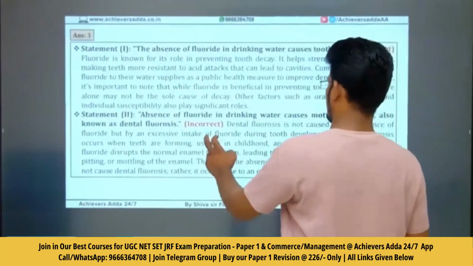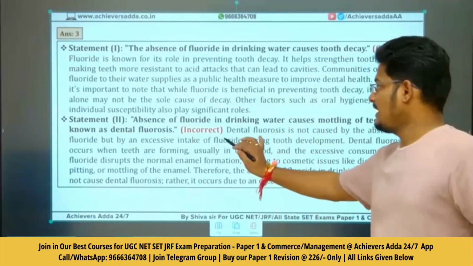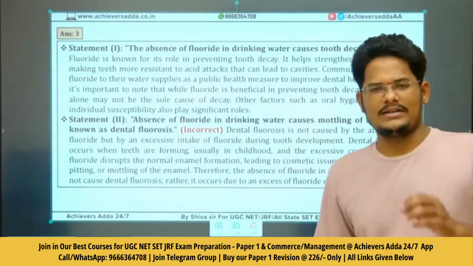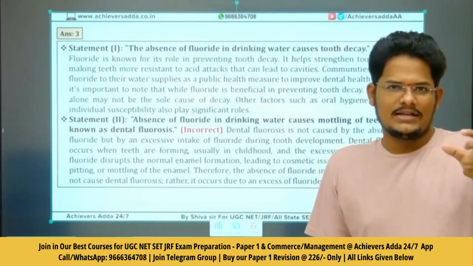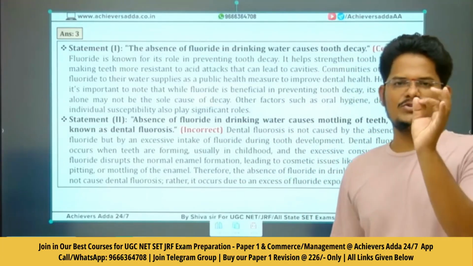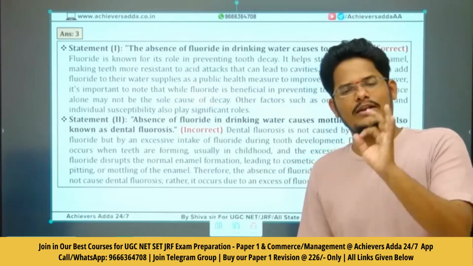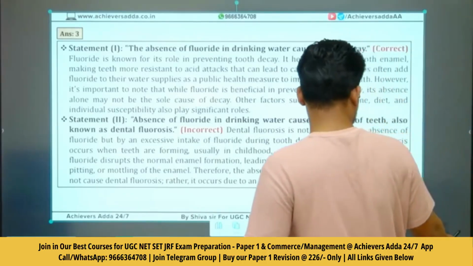Dental fluorosis is not caused by the absence of fluoride. It is because of excessive fluoride during tooth development. Whenever the teeth are developing and you get too much fluoride, mottling of teeth can happen. Fluoride should be only at an optimum level, not too high and not too low. The consumption of more fluoride will also cause health impacts.